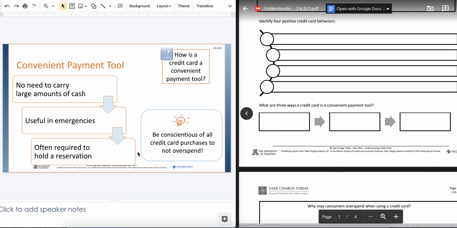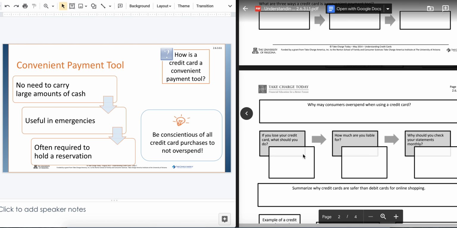And then sometimes, depending on the situation, you may be required to have a credit card in order to hold a reservation. This happens a lot if you are going to be renting a car or if you need a hotel room. Most of you, this doesn't apply to because you typically have to be 18 to 21 to get a hotel room or 25 to rent a car. But if you're ever in one of these scenarios, a lot of times you do need a credit card that they can keep on file in order to rent a car or in order to get a hotel room.